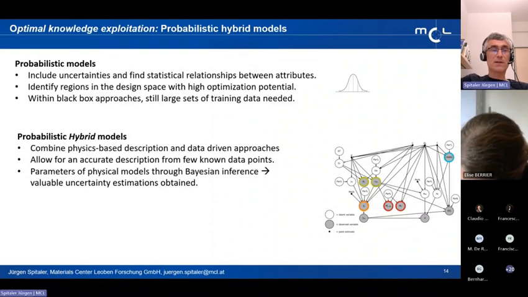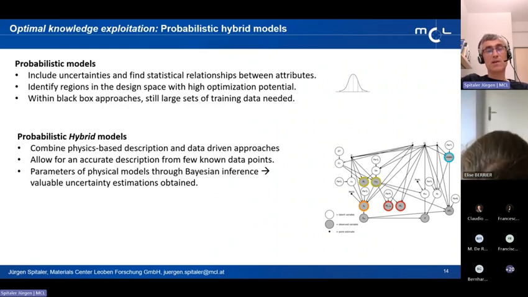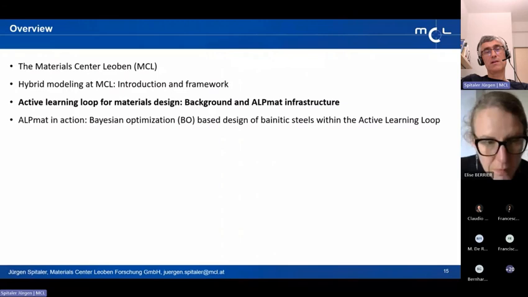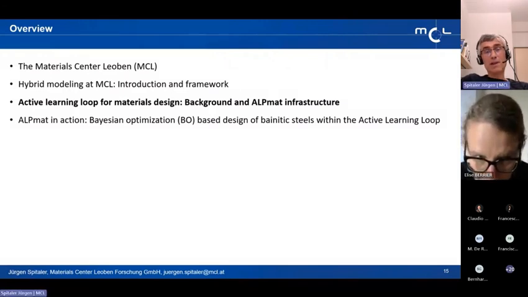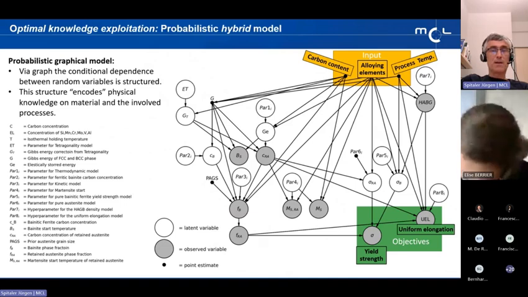In hybrid models, you can, for example, tune or fit parameters of physical models through Bayesian inference, where you also get uncertainty estimations for these parameters of the physical models. But let me go into more detail about what that looks like in our case, and now go to the active learning loop for materials design. Let me explain the background and infrastructure in more detail of the design process we are doing here. So now I come really into practice.